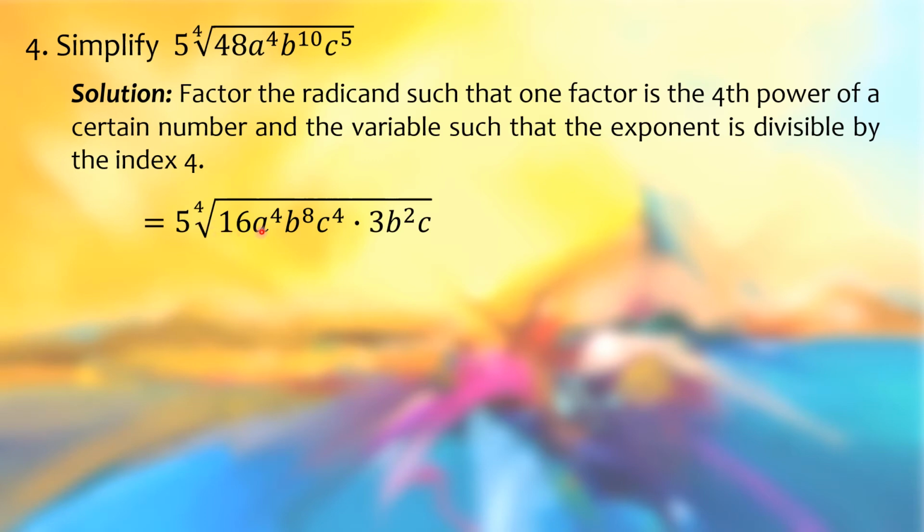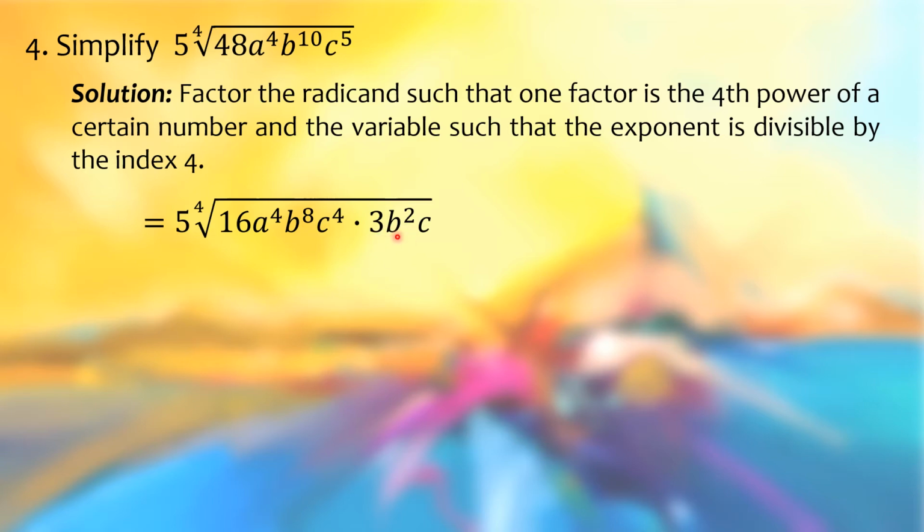Kaya, iyon yung nilagay natin sa unang factor. And then, yung a to the fourth, since ang 4 ay divisible sa 4, so ganun pa rin. And then, yung b raised to 10, ang 10 ay hindi divisible sa 4, so ginawa lang natin tong 8. And then, yung sobra na 2 ay nilagay natin sa pangalawang factor.